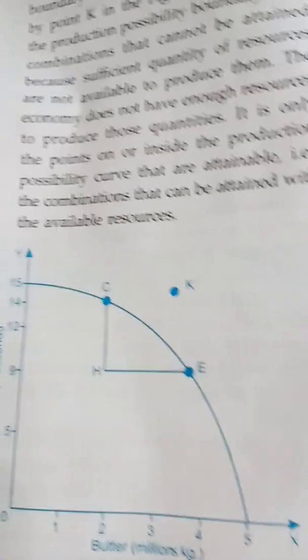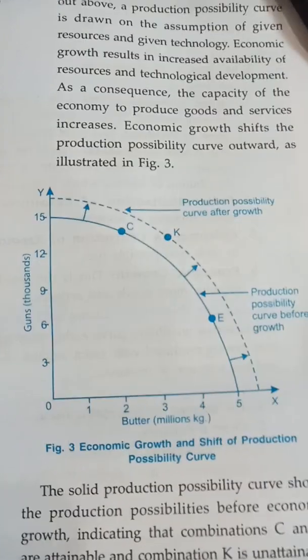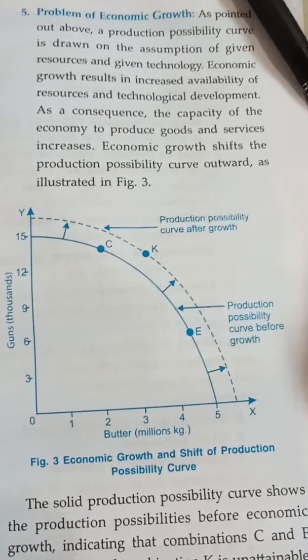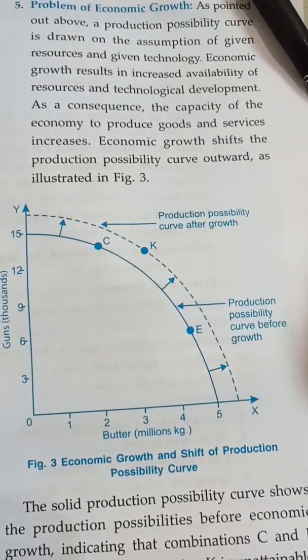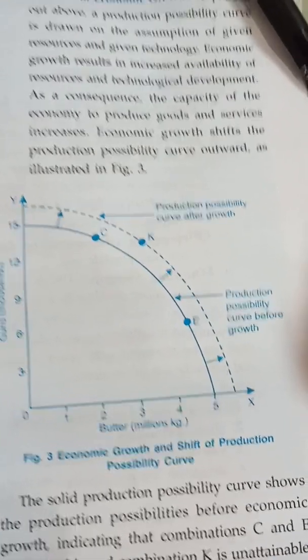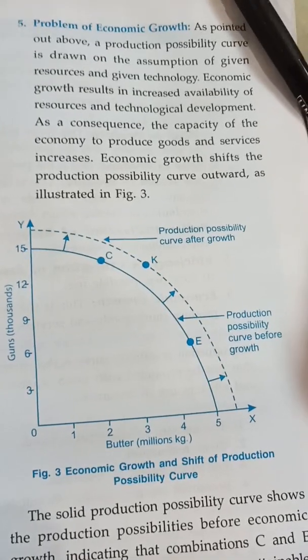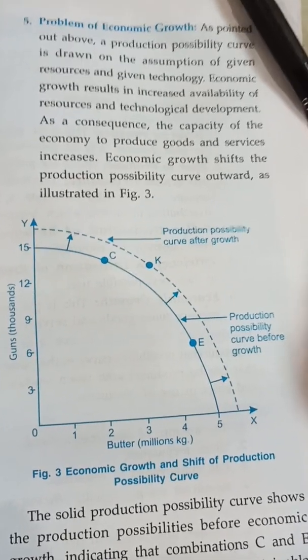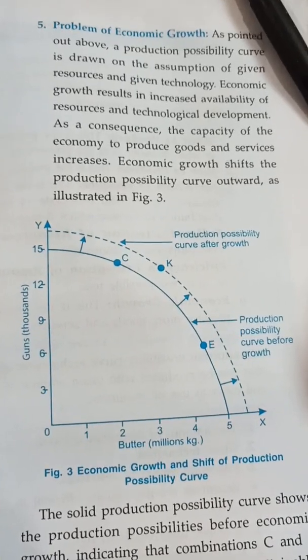Now we come to the last problem, the problem of economic growth. For this, we have to change the diagram. See, there are two parallel production possibility curves. One solid line and the other one, the outward one, is a dotted line. Initially, the PPC was the solid line. Then, after the country has economic growth, the PPC shifts towards the right, as you can see from the arrows, and becomes the dotted line.